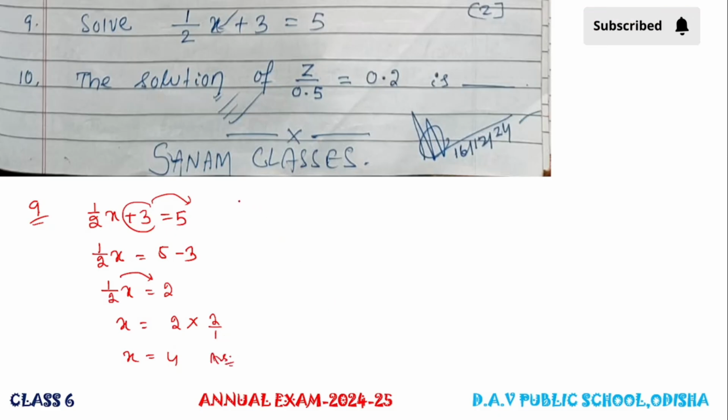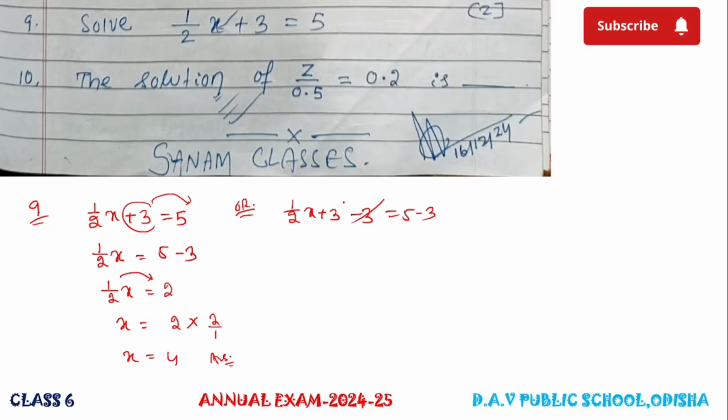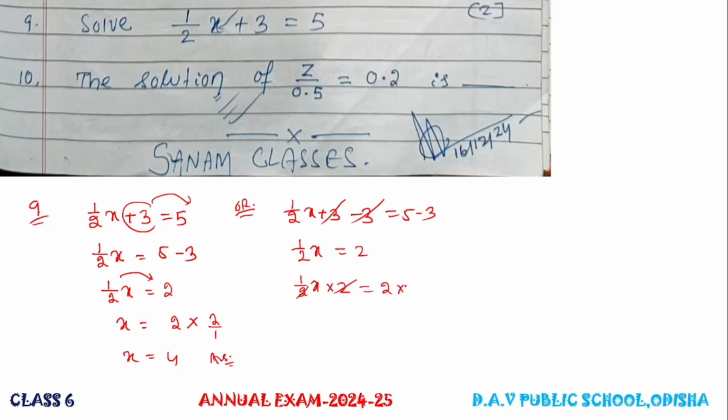Clear? Or you can solve by the other method: 1 by 2x plus 3 minus 3, then 5 minus 3, then now cancel. So 1 by 2x equal to 2. Again 1 by 2x into 2, then 2 cancels, equal to 2 into 2. Now x equal to 2 twos are 4. Okay, next question. Question number 10 and the last question of this mock test.